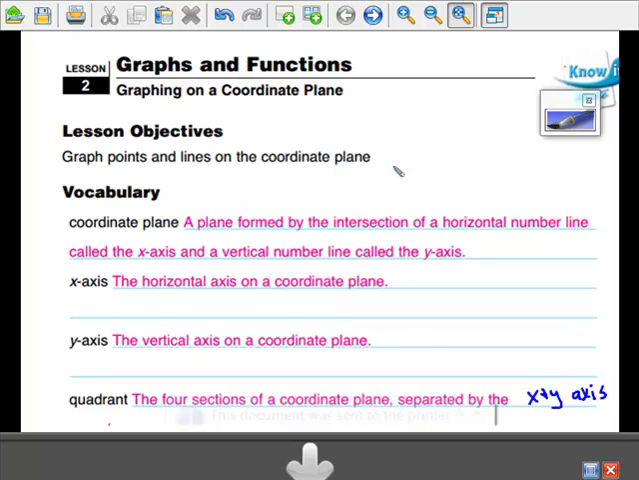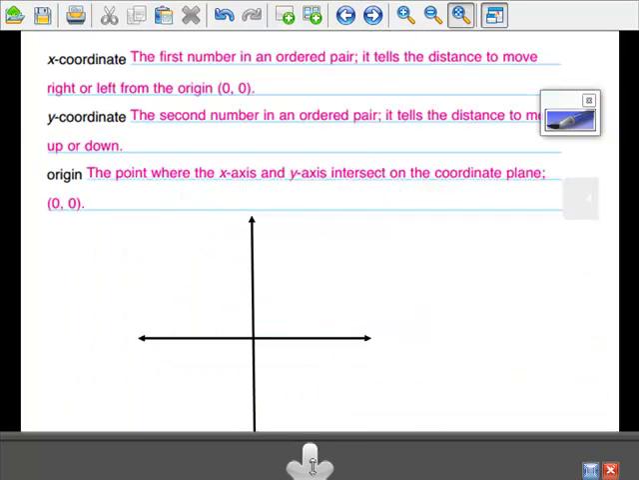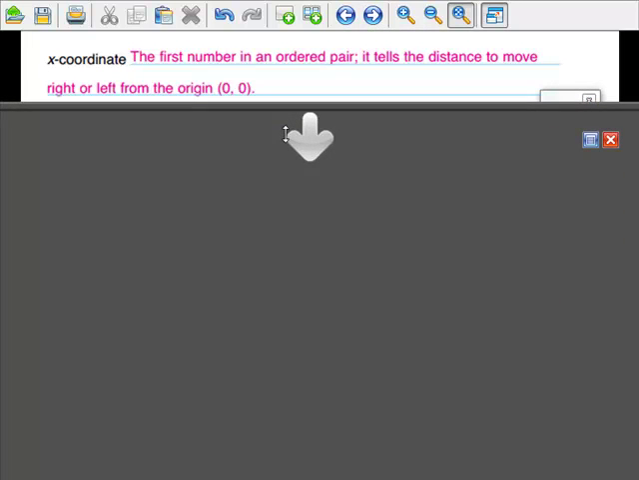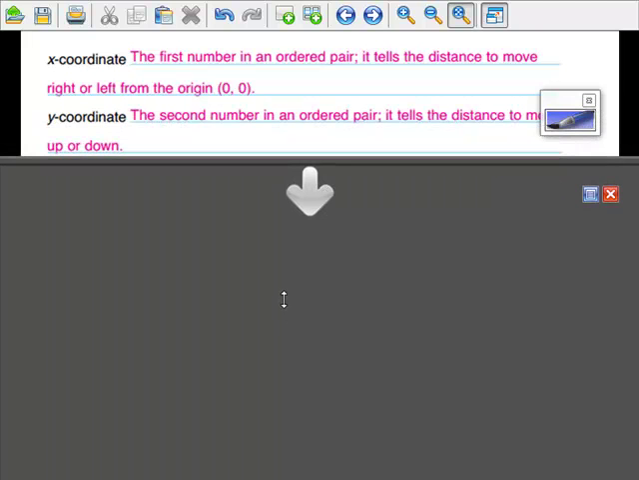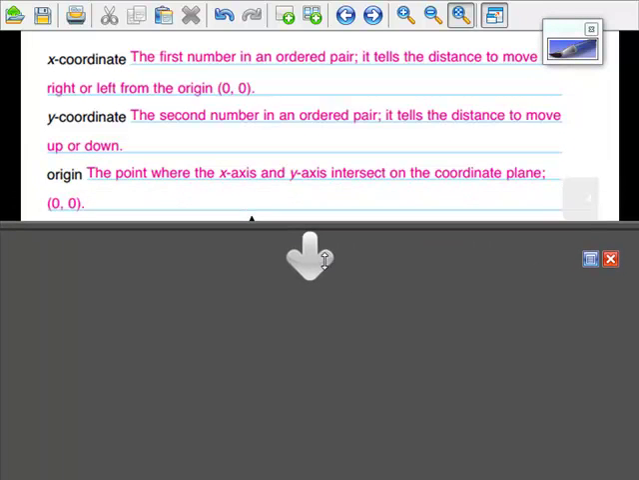All right, next we have the x-coordinate, and that's the first number in an ordered pair. It tells the distance that you move right or left from the origin. And the y-coordinate is the second number in an ordered pair, and it tells the distance that you move up or down, not from the origin, but from where you were in the x. And finally, you have the origin, and that's the point where the x and y-axis intersect on the coordinate plane, and that is the point (0, 0).